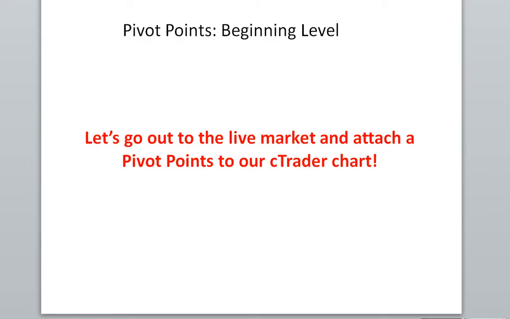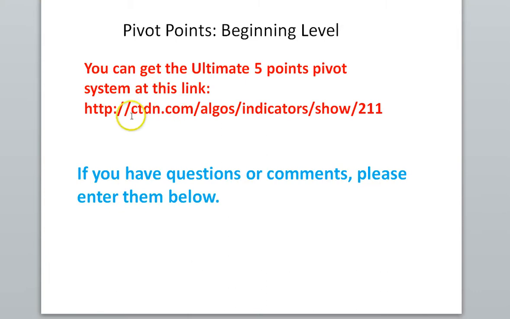And here we can go to this link at ctdn.com, look up algos, look up indicators, show 211, and that's the Ultimate 5-Point Pivot System that you can install into your cTrader platform.